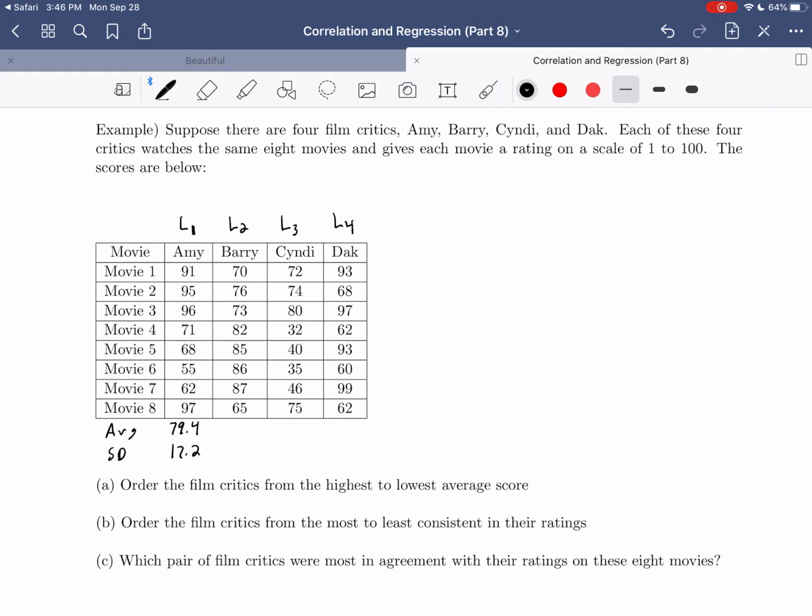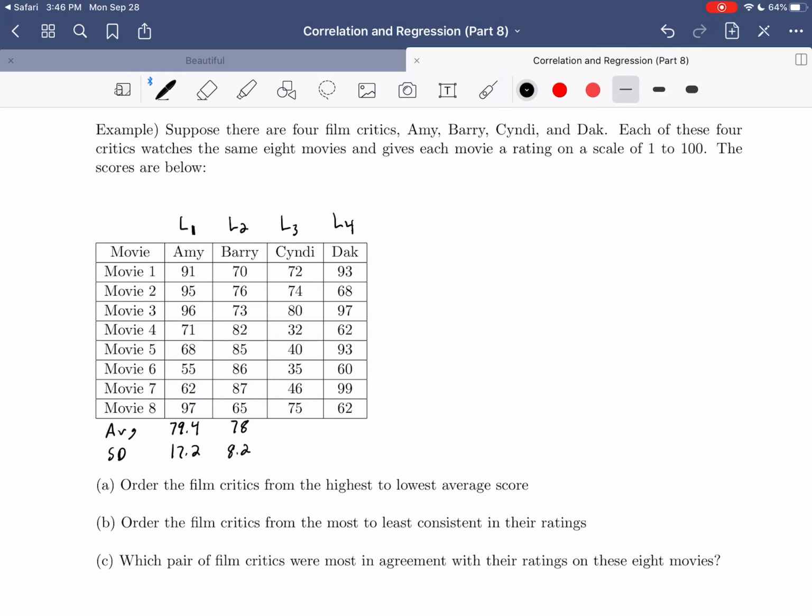And of course, I'm going to use the sample standard deviation because we can probably assume they've watched plenty more movies. This is not every movie they've looked at. We'll go ahead and use the sample standard deviation. All right, then we'll hit stat, calc, one var stats, and use L2 to get all of Barry's information. Notice his average was 78 and a standard deviation of 8.2.